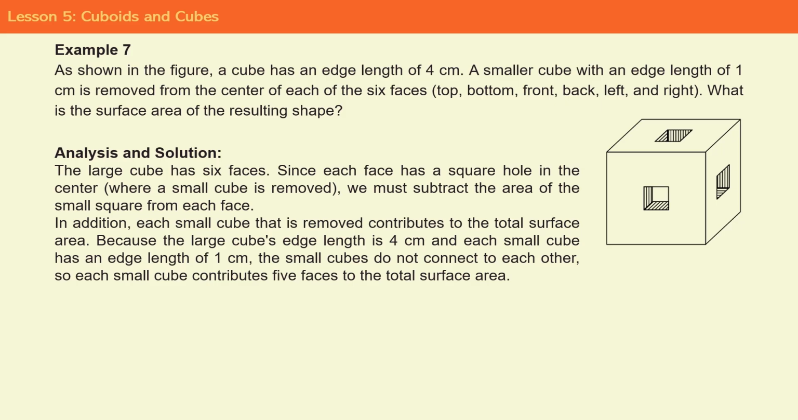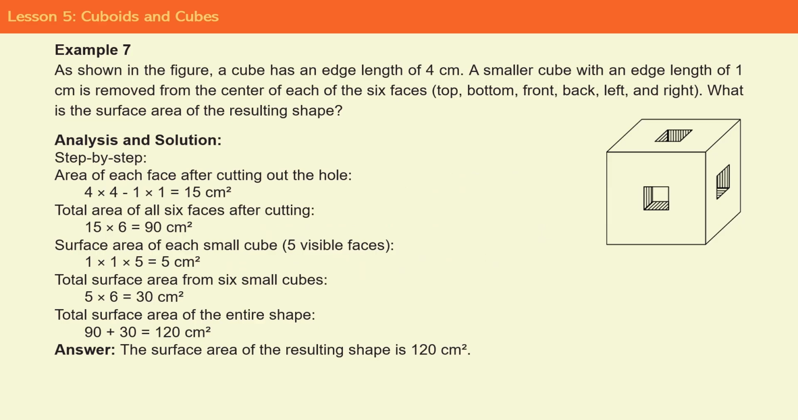The large cube has 6 faces. Since each face has a square hole in the center, where a small cube is removed, we must subtract the area of the small square from each face. In addition, each small cube that is removed contributes to the total surface area. Because the large cube's edge length is 4 cm and each small cube has an edge length of 1 cm, the small cubes do not connect to each other, so each small cube contributes 5 faces to the total surface area.